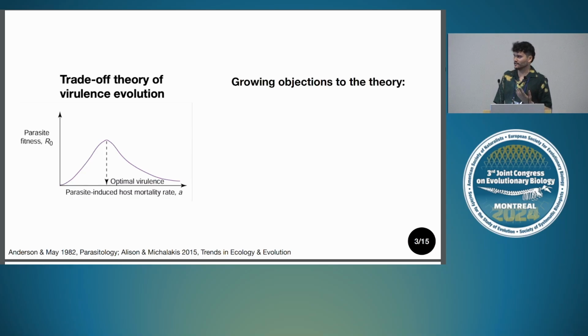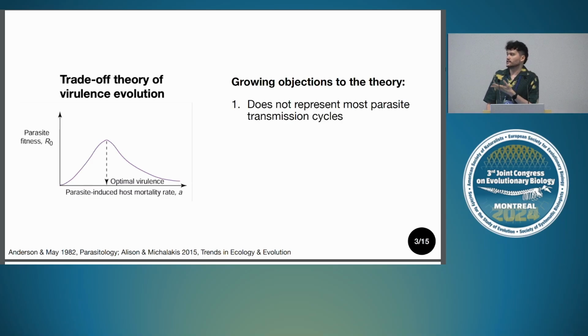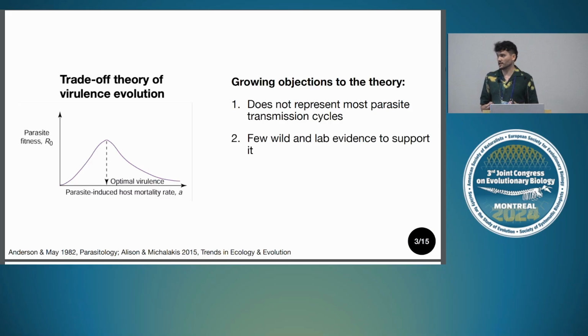However, in the last 10, 20 years, we have seen growing objections against this theory, and I'm going to name some of the more pertinent ones. For example, it does not represent most parasite transmission cycles. It doesn't include vector-transmitted diseases or obligate killer parasites, etc. And there is very little wild and lab evidence to support this theory, in part because it's very difficult to find parasites with high virulence and no transmission, as that would be counter-selected.